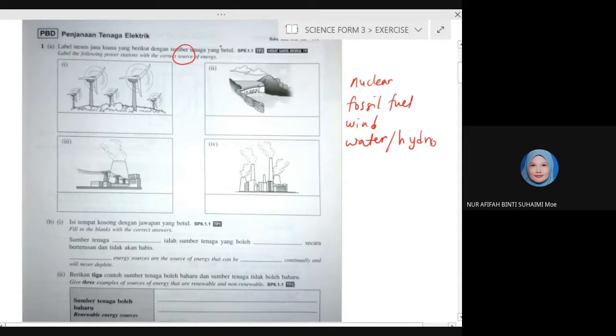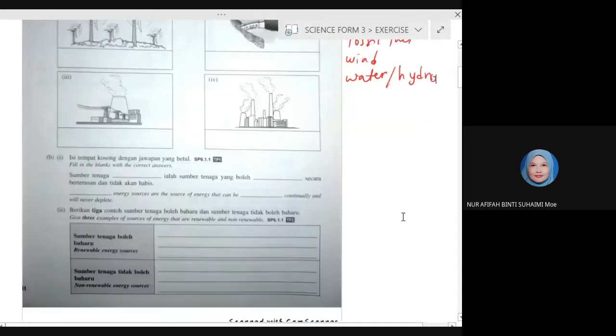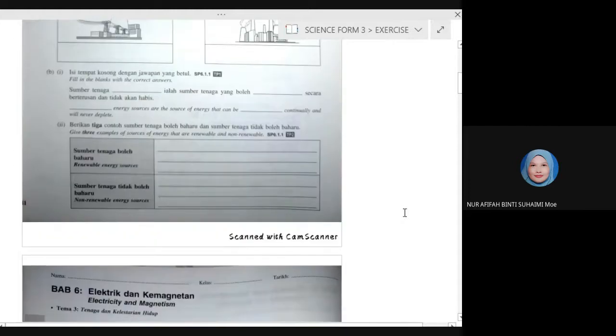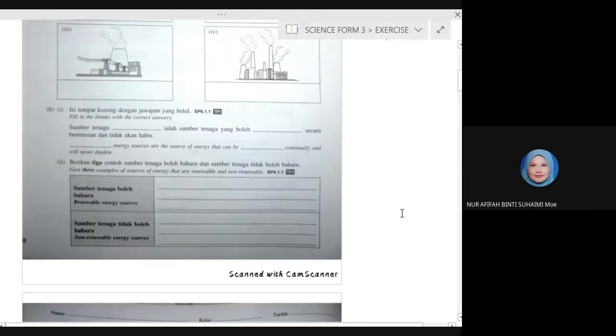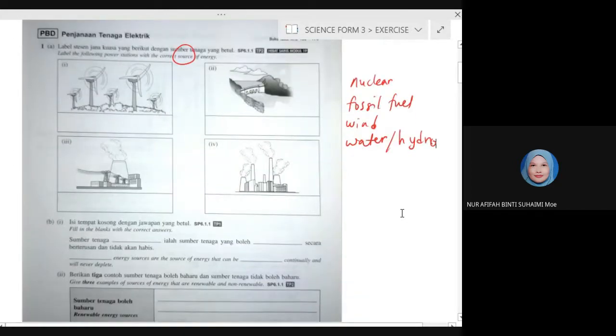Okay, the question one, the source. The source, the main source. Okay, number 1B. Which type of energy are the source of energy that can be what? This one is the meaning lah. Yeah, either renew or non-renew.